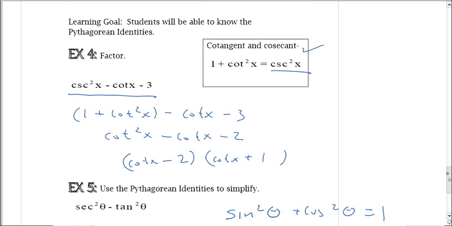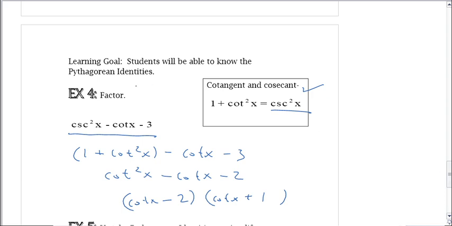Okay, let's see if we hit our learning goal. Students will be able to know the Pythagorean identities. I think we took it a little bit further than that.